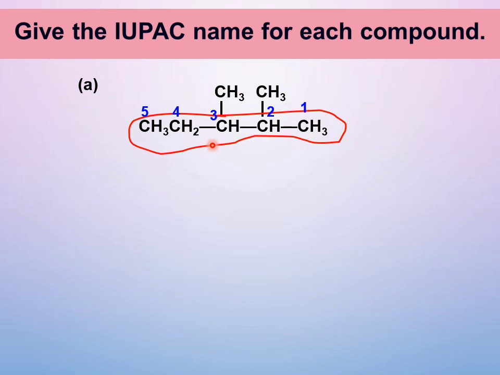Now we can give the IUPAC name. My substituents will be 2,3-dimethyl. So it will be 2,3-dimethylpentane.